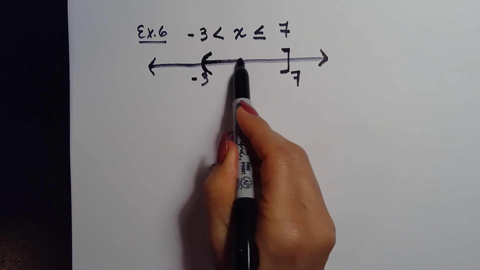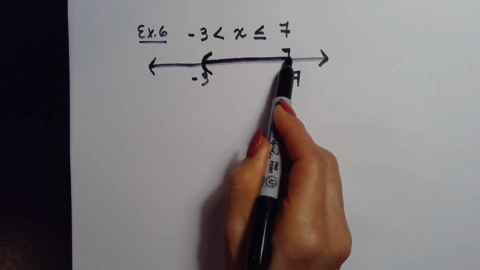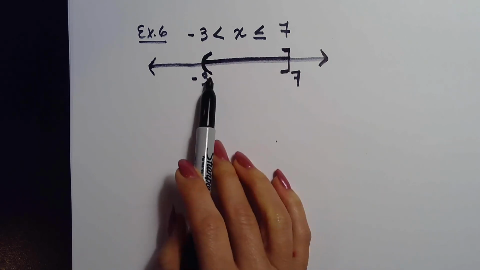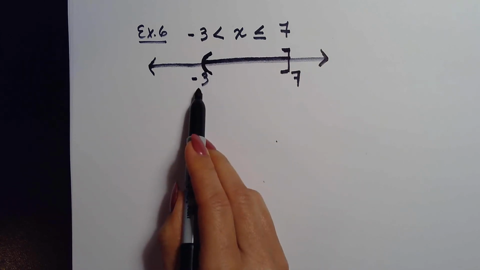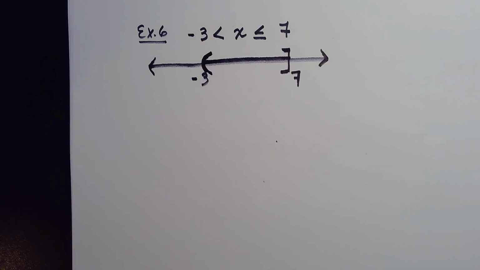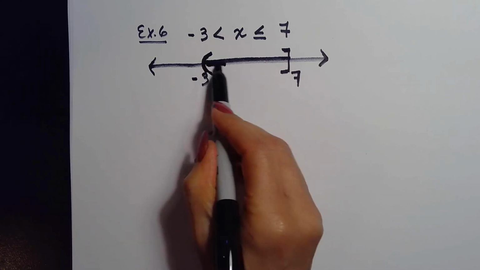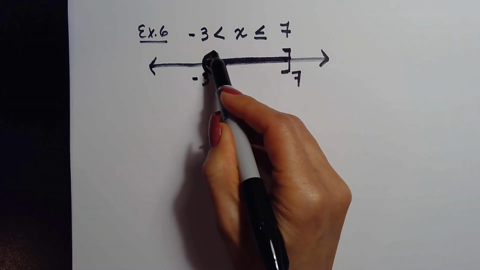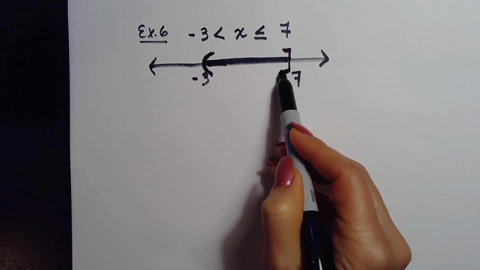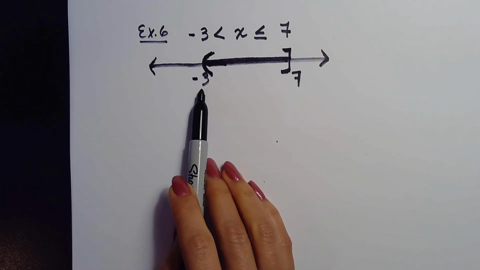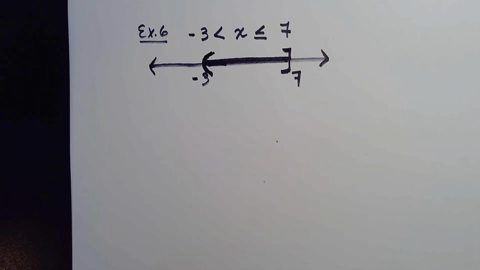And then you're going to be shading in the middle of the two parentheses, the open parenthesis and the closed parenthesis, because x is between negative 3 and 7. So the graph will look like that. Remember, you're shading between, and at negative 3 the parenthesis is open, and at 7 the parenthesis is closed. Exclusion for open parentheses, inclusion for closed parentheses.